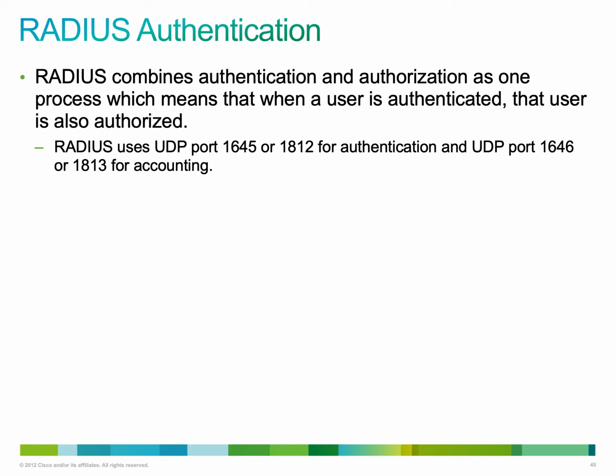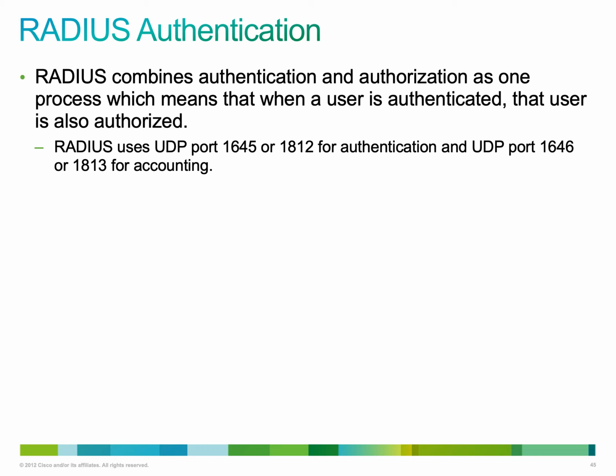TACACS carries authentication separately, but puts authorization and accounting together. But Radius combines authentication and authorization as one process, which means that when a user is authenticated, that user is also authorized. Because it has been combined as one process, once a user is authenticated, that same user has also been authorized.